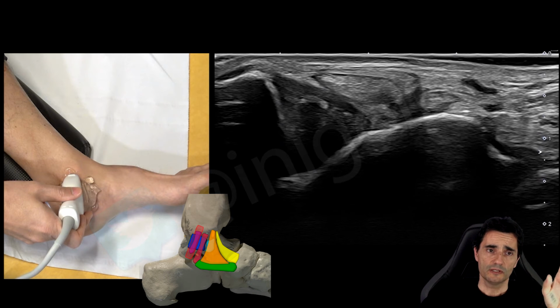Remember that we will search the first one, the posterior tibiotalar ligament. This is one of the 2 components of the deep layer.